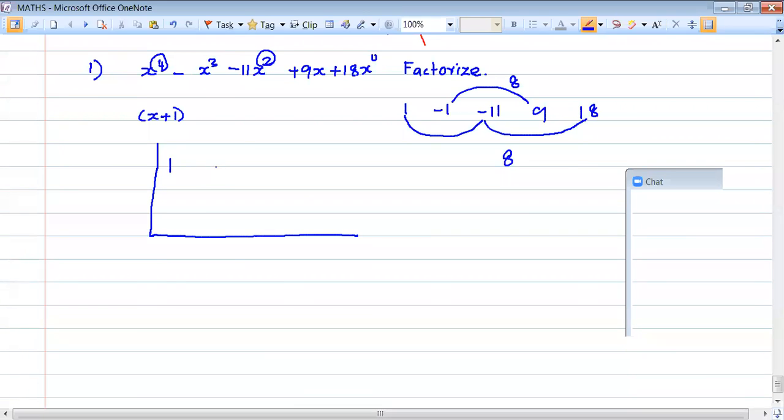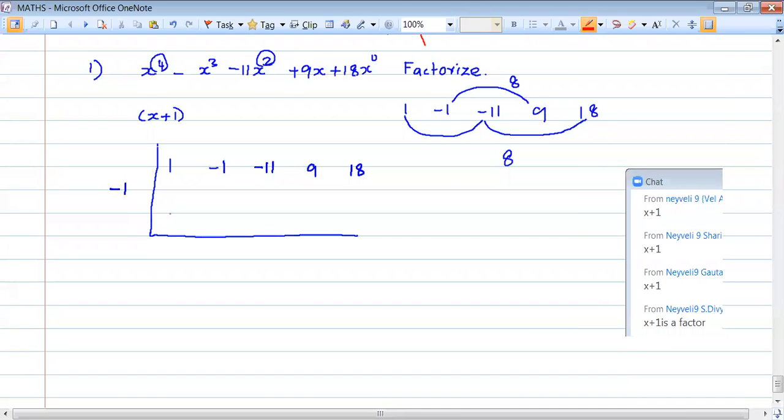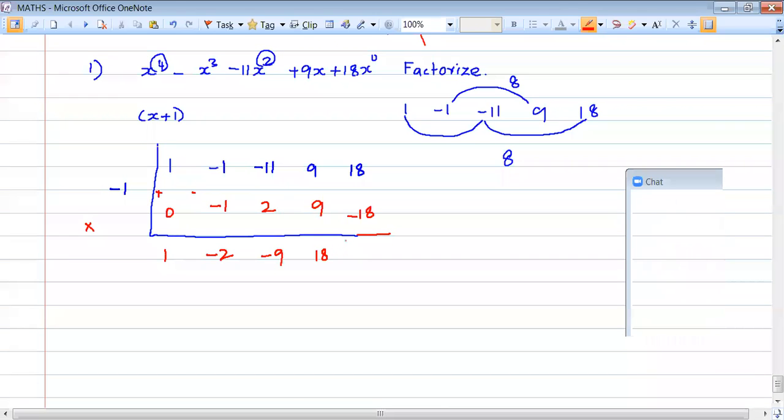Synthetic division method. 1, minus 1, minus 11, 9 and 18. Here we have to go ahead with minus 1 and we should substitute here 0, 1 plus 0, 1, here addition, here multiplication. So here you will get minus 1, here you will get minus 2, multiplication means you will get 2 here and here, minus 9 you will get, plus 9 you will get, 18 you will get and minus 18 you will get. Okay, so do you all understand?